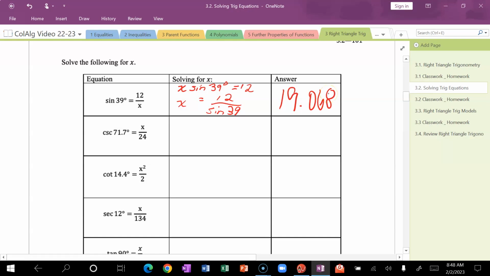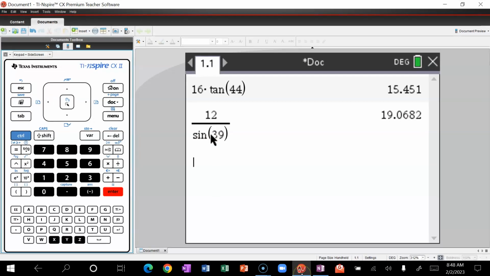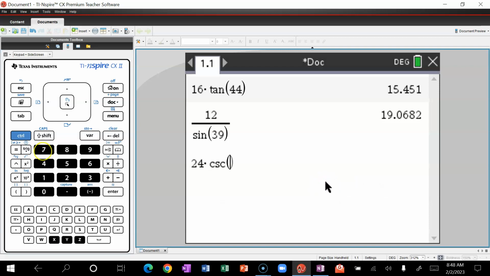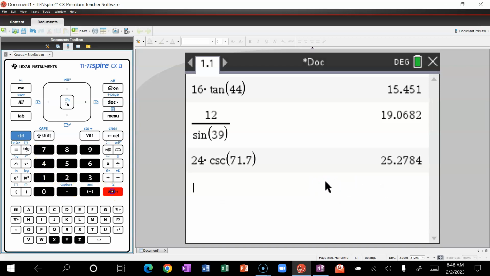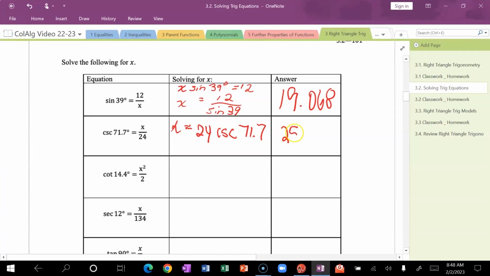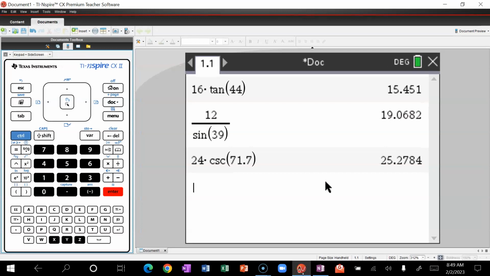Cosecant of 71.7 equals 24 over x. If you multiply both sides of this equation by x and divide, you get x equals 24 times the cosecant of 71.7. Same thing, I just do this on my calculator: 24 times trig cosecant 71.7, which is 25.278. Did I do that right? Yep.